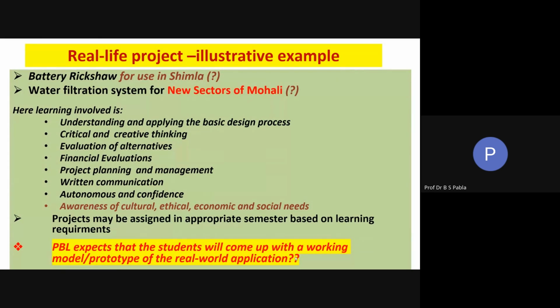Let's say real-life projects. It's a battery rickshaw for use in Shimla. We have seen a battery rickshaw in Chandigarh, in Mohali. The system is available. But what are the issues which will come when you have to make a battery rickshaw for use in Shimla? Give it to the students. Let them think. What are the differences required? Why has this problem come? What is different in Shimla as compared to Chandigarh and Mohali?